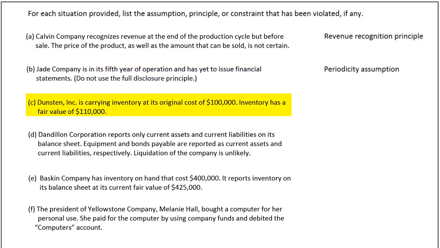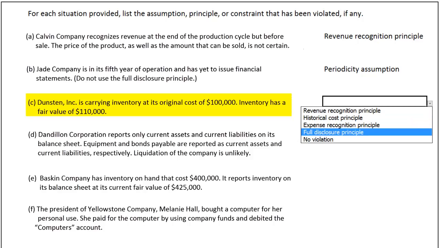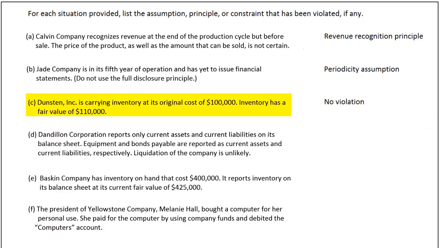Dunstan Corporation is carrying inventory at its original cost of $100,000. Inventory has a fair value of $110,000. The company has correctly followed the historical cost principle, which requires that companies account for and report all transactions on the basis of acquisition price. Thus, no violation has occurred in this case.